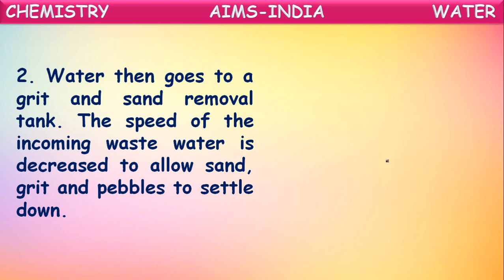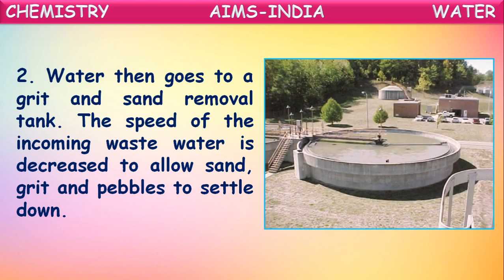Then the water goes to a grit and sand removal tank. Thus, the speed of incoming wastewater is decreased to allow sand, grit, and pebbles to settle down. They allow this water to move slowly and settle down. Then all the heavy particles like sand, grit and pebbles will settle down. The upper layer of water will be collected into another container. In this way, the sand, grit and gravel or pebbles will be separated from water in the second step.